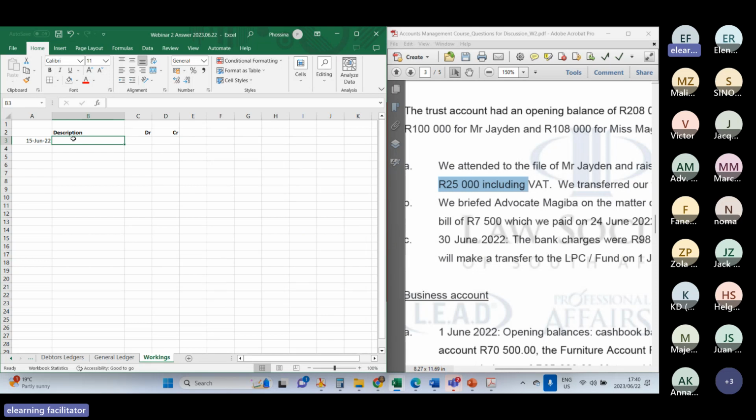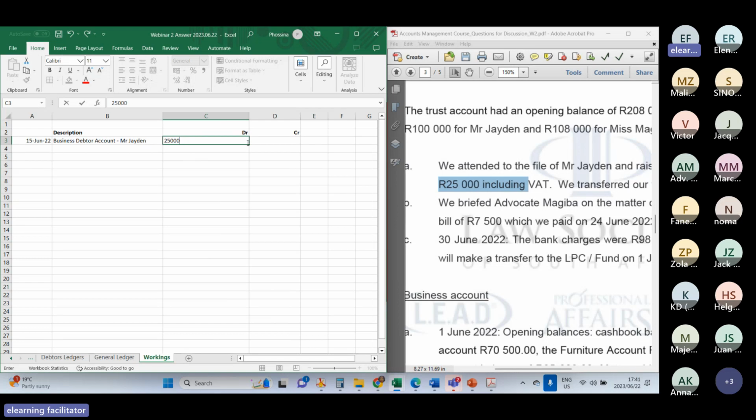So for an invoice, we are giving an invoice to our client, which is Mr. Jaden. So this is the business side of things. On 15 June, our client's balance with us is going to increase on our business side. So he's our debtor. So let me say, business debtor account. So this is Mr. Jaden. We are giving him an invoice, and this debit balance is going to increase because it will increase our assets. So it's going to increase by 25,000.